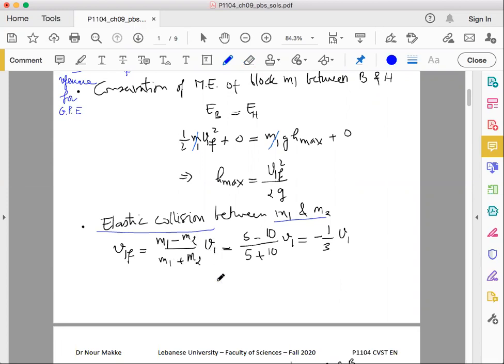And don't forget that in this equation there is also a term which is multiplied by V2, right? V1 and V2 are the initial velocities of the particles M1 and M2. But since M2 is at rest, V2 is equal to 0, and we are only left with this part of the equation, which is M1 minus M2 times V1 divided by M1 plus M2. And here we just need to make a numerical application. You end up with minus 1 over 3 V1.